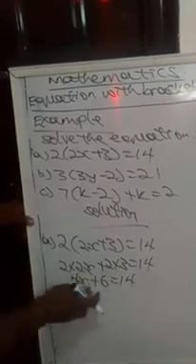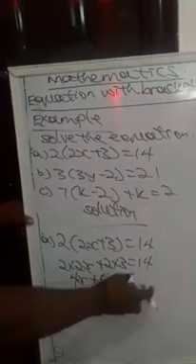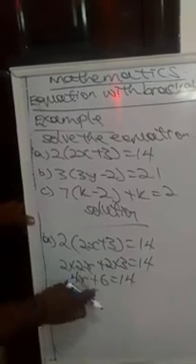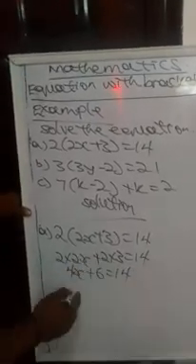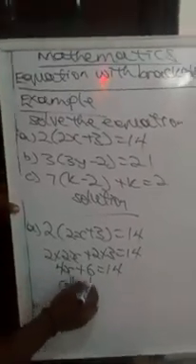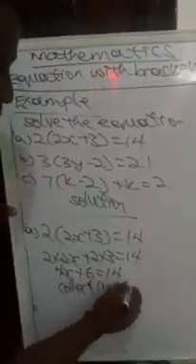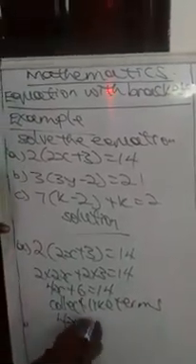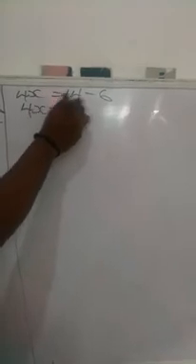Now if you look, these 2 terms, they are not alike. This number has an alphabet close to it, and this is just a number. So we're going to collect like terms. Now when we collect like terms, we are going to be having 4x equal to 14 minus 6. So that will simply give us 4x equal to 14 minus 6. When we subtract 6 from 14, we are going to be having 8.